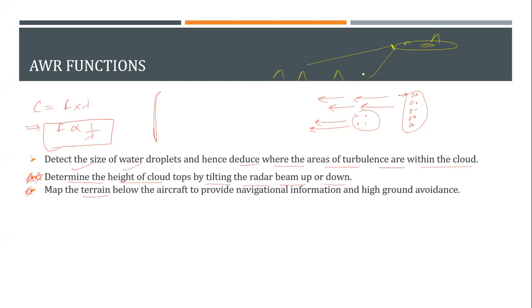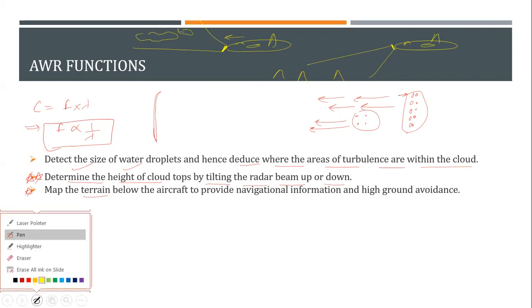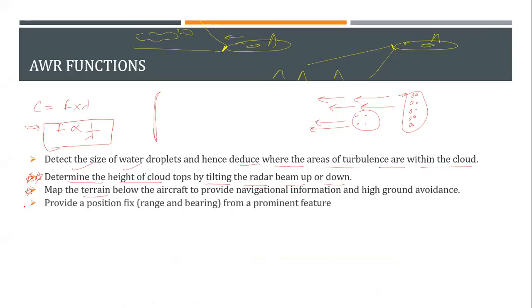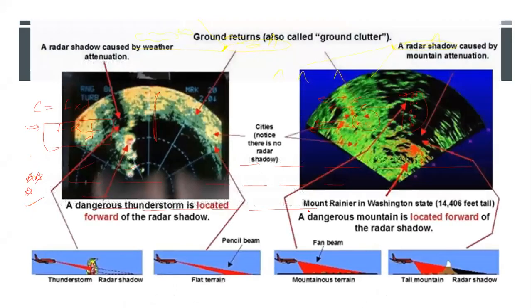And what about the cloud? If I want the cloud, let's say this is my aircraft and I'm traveling this side. This will be the weather radar. If I'm scanning it up, I can map the water vapors or clouds. That's how you use it. We have a picture, so we'll understand how it works. It also provides a fix, range and bearing from a permanent picture. Not that much used, but it also provides the fix.